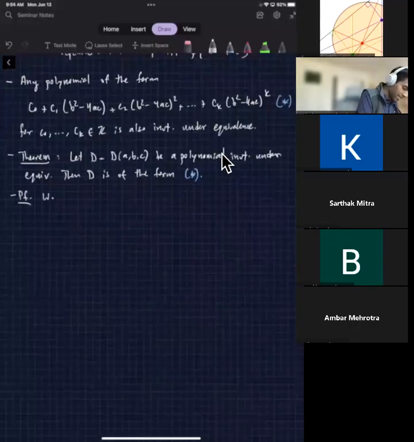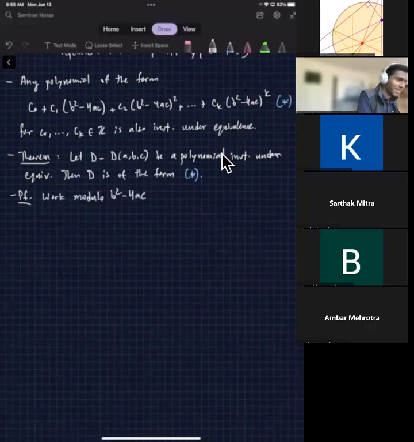Okay, so to prove it, I'm going to start by working modulo b squared minus 4ac. So what does that mean? Well, when you work modulo a number n, you just set n equal to 0 everywhere. So working modulo b squared minus 4ac means that anytime we see b squared, we just replace it relentlessly with 4ac.